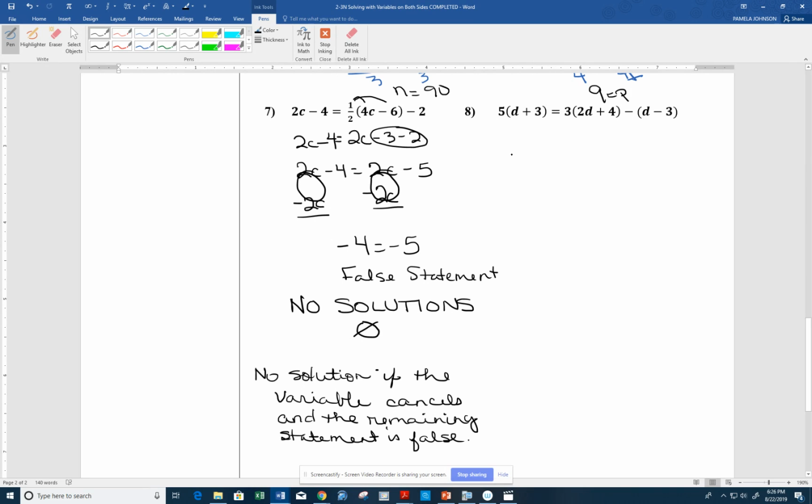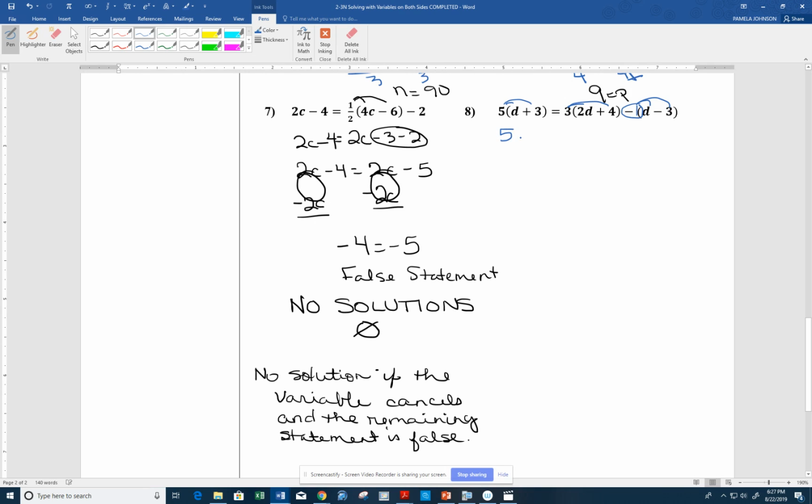All right. Let's look at number 8. I might change colors just so things don't overlap. Again, we're going to simplify it just like we would any other equation. Now, I've got this negative right here. This is a negative 1. There's not a number there. It's understood to be a 1. So this whole negative 1 gets distributed into that parentheses.